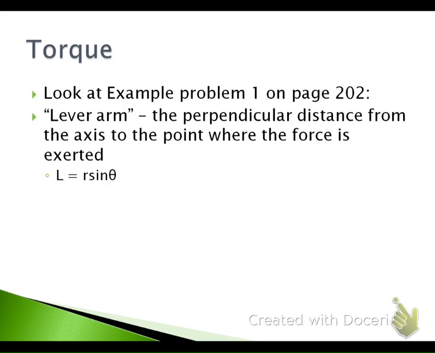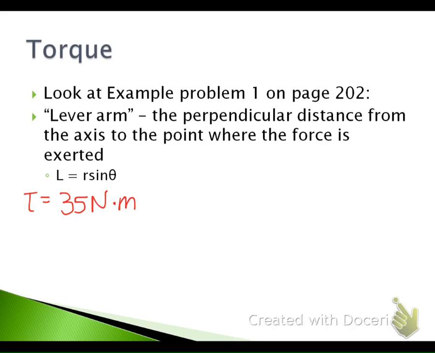Okay. So let's go ahead and start looking at example problem number 1. We have a wrench with a force applied at a 60-degree angle. We know the amount of torque we need in order to tighten this bolt. The torque needs to be equal to 35 Newton meters. It says we have a 25 centimeter long wrench.